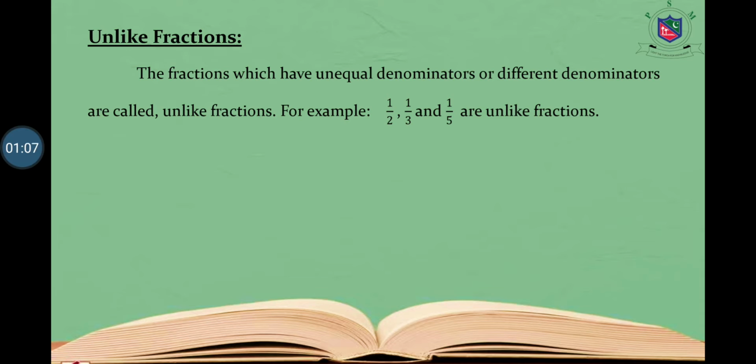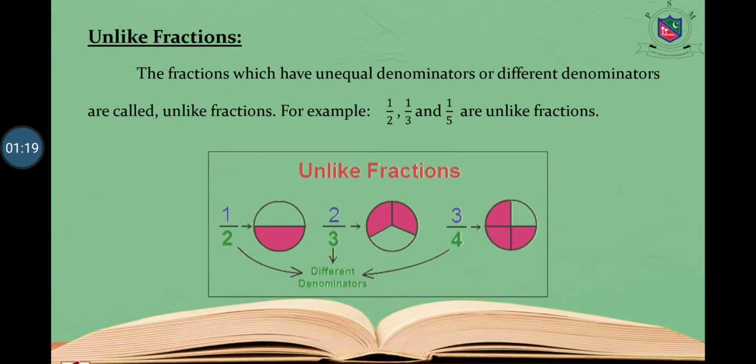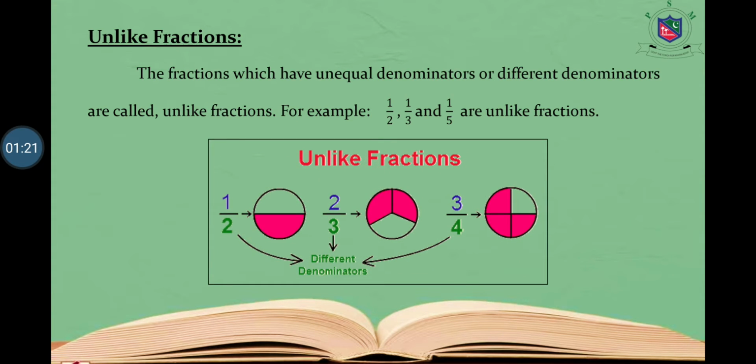For example, 1 upon 2, 1 upon 3 and 1 upon 5, they all are unlike fractions because they have different denominators. You can see the visual form of unlike fractions also. The first fraction is 1 upon 2, the second one is 2 upon 3 and the third one is 3 upon 4. All these three fractions have different denominators, so we call them unlike fractions.